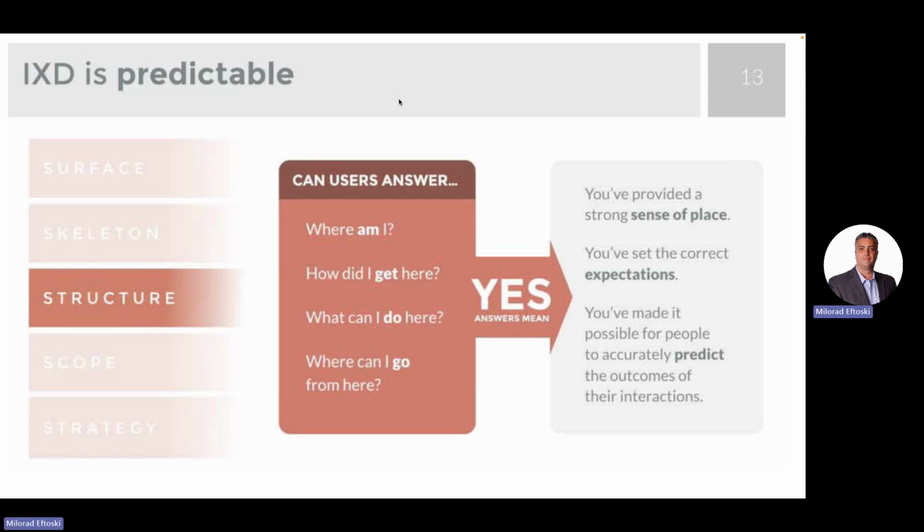All right, here's the predictable approach. Can users answer: Where am I? How did I get here? What can I do here? Where can I go from here? You're providing a strong sense of place. You've set correct expectations. You've made it possible for people to accurately predict the outcomes of their interaction. That means they answer yes, of course. So these are very important things you have to mentally prepare and embed in your design. Because if you look at your product, design or interface and can't answer these questions, it's not right. You have to make sure all these things are answered. People have to know the answers to these questions instantly, right? You shouldn't have to think about it.